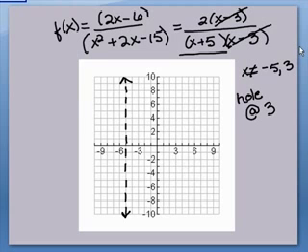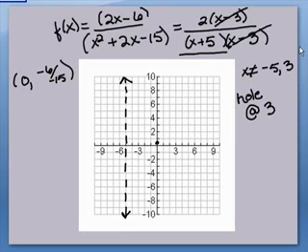Okay, so let's find our y-intercept. To get the y-intercept, we plug in 0 for x. If I plug in 0 for x, in the numerator I get a negative 6, and in the denominator we get a negative 15, and that'll reduce to a positive 2/5. So at 0 it's 2/5, maybe about there.